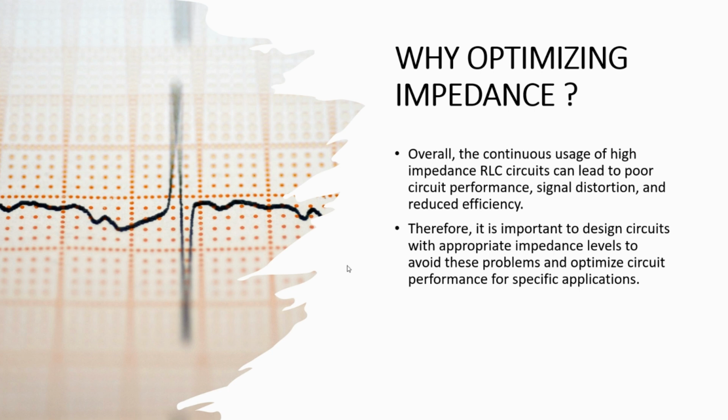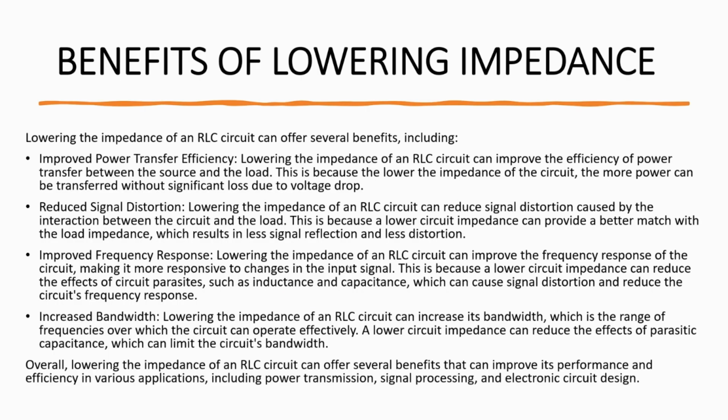As you can see in the previous slide, we have discussed the problems of having higher impedance. So that's why we optimize the impedance to get lower values of impedance. The benefits of having lower impedance: lowering the impedance of an RLC circuit can offer several benefits, including improved power transfer efficiency. Lowering the impedance of an RLC circuit can improve the efficiency of power transfer between the source and the load.